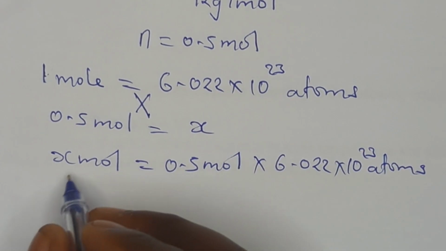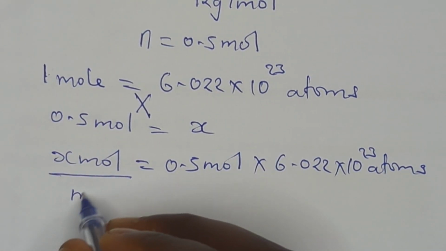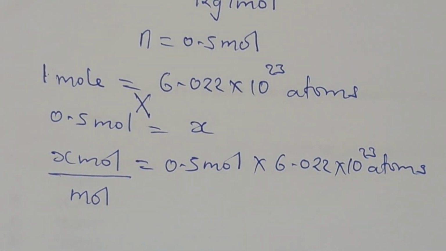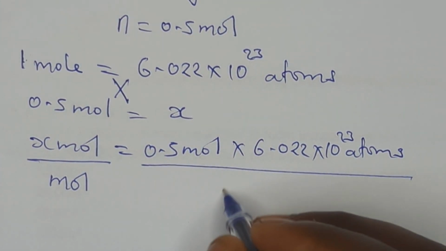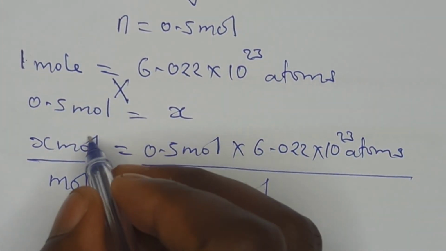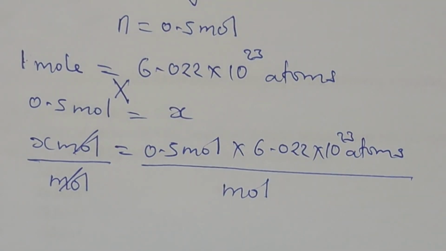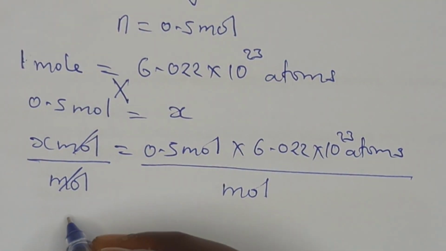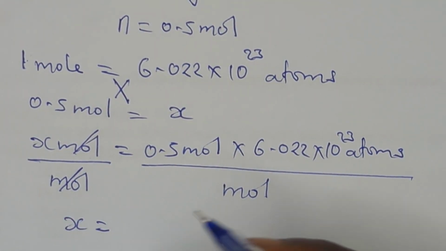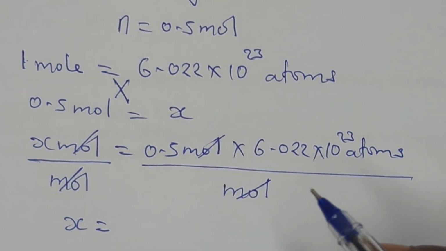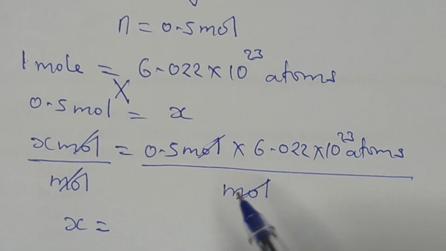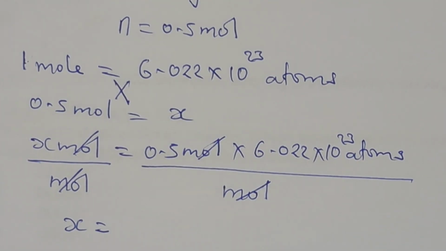To find the value of X, we divide throughout by mole. Even here, we divide by mole. So this mole and this one, they'll cancel. Here we are remaining with X is equal to 0.5 multiplied by 6.022 times 10 to the power 23.